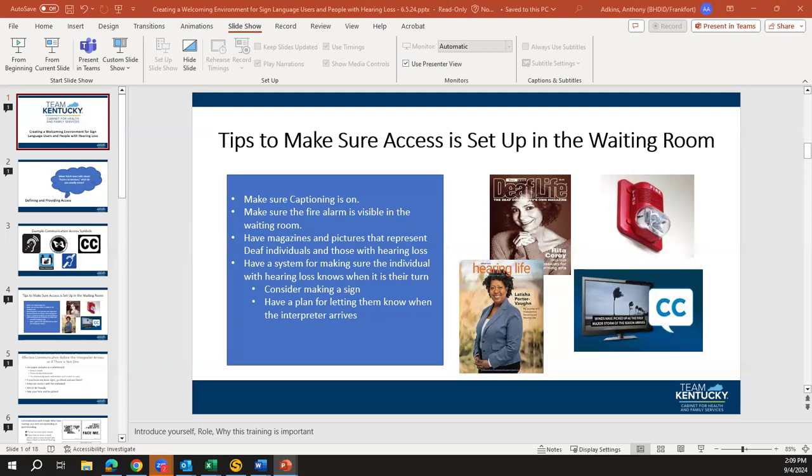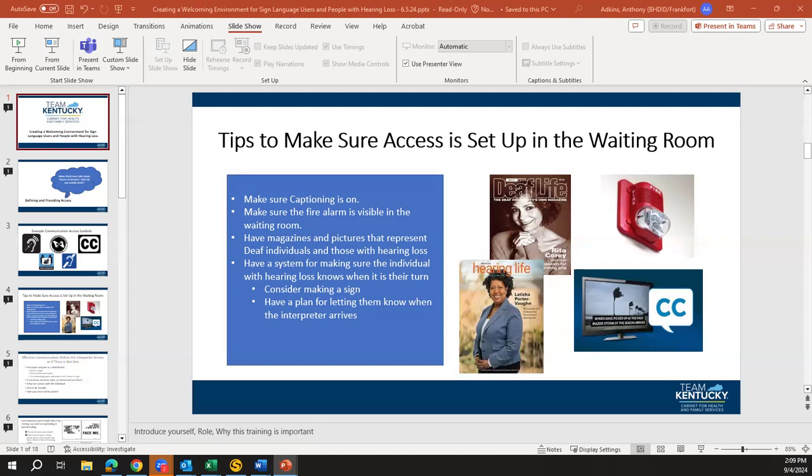If you have reading materials in your waiting room, do you have reading materials that are relevant to deaf and hard of hearing individuals? Most doctors' offices in their waiting rooms, or even a social security office, always have brochures or magazines, health information sitting there. And a lot of it's just generic, anyone can read that. But at the same time, there may be some for older individuals or what have you. It would be the same.